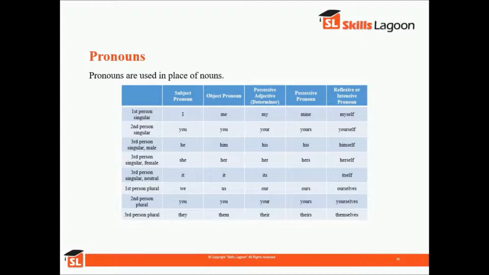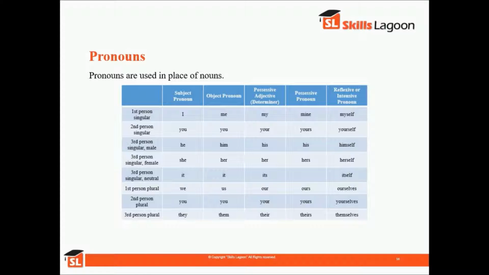In case of second person singular, you will be a subject. You can be used as an object also. Your is a possessive adjective. Yours is a possessive pronoun. And yourself is a reflexive or intensive pronoun. Similarly, third person singular male, he is a subject. Him is an object. His is a possessive adjective. His can be used as a possessive pronoun also, and himself is a reflexive pronoun.